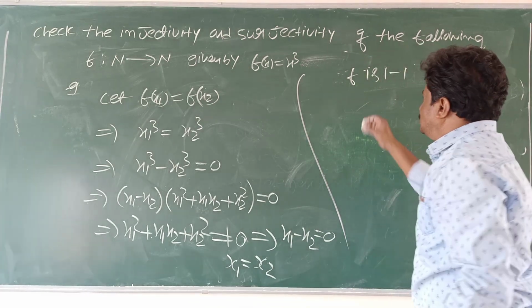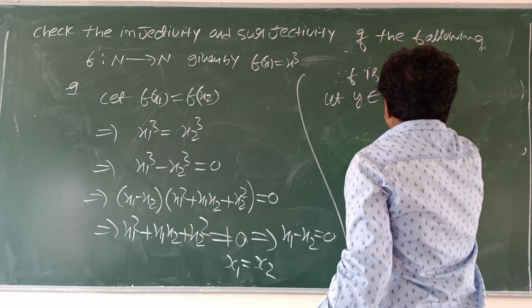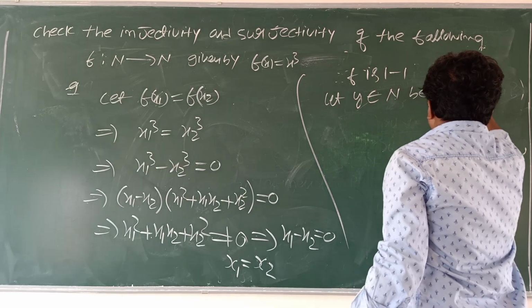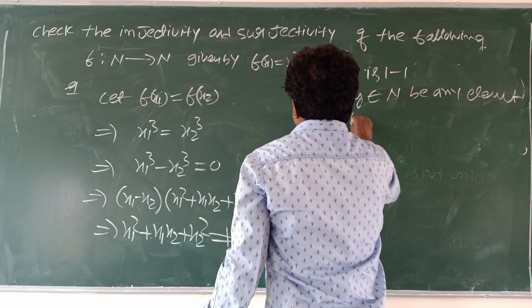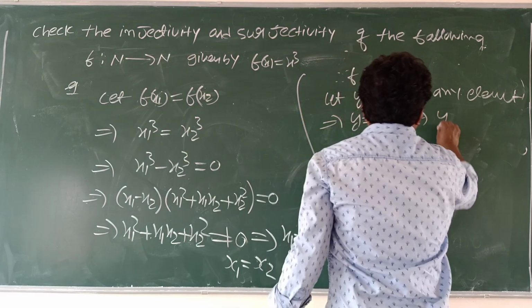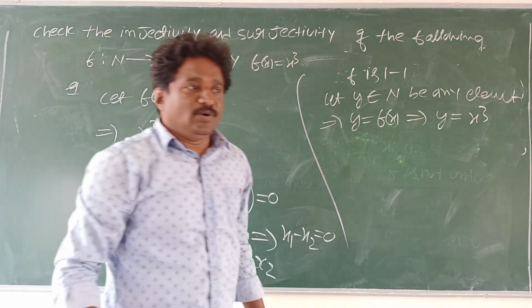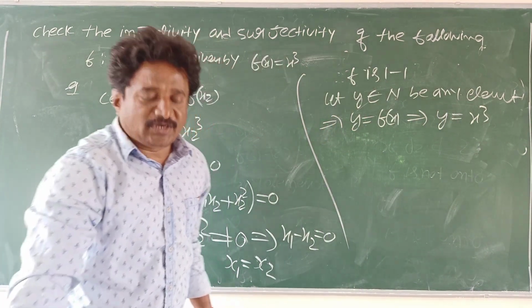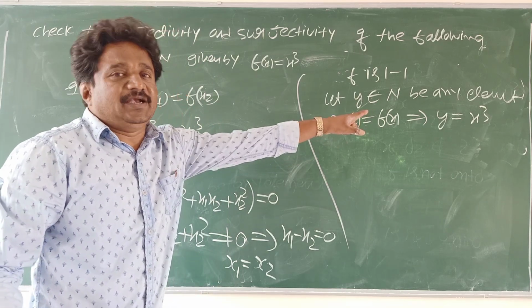Next, onto as usual. Let small y belong to capital N, be any element. Small y is equal to f(x). That implies y equals x cube. In onto we always find out the x value.